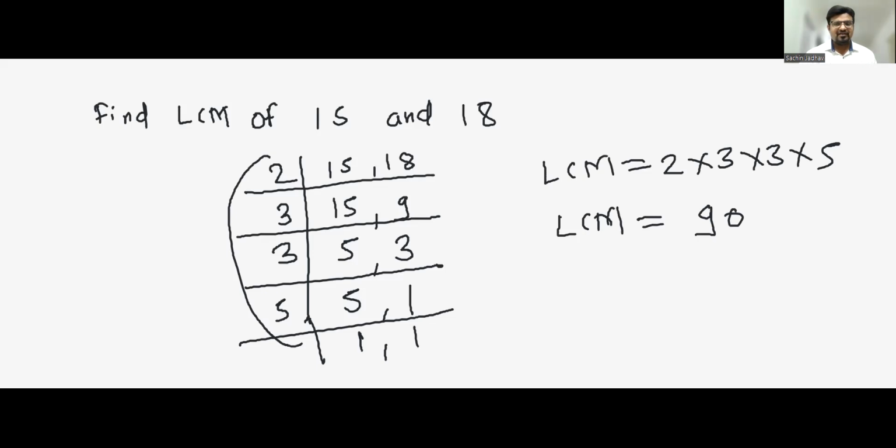Got it? That means you can find HCF and LCM by using this simple method. Try to use this method.